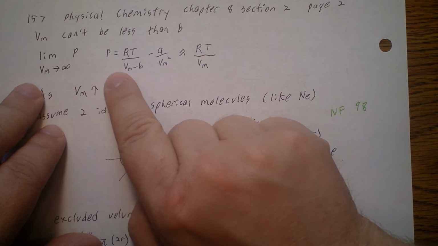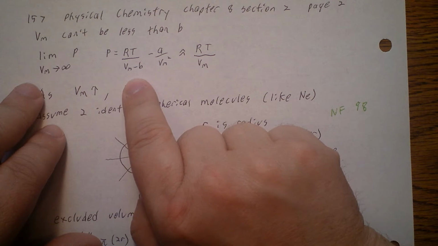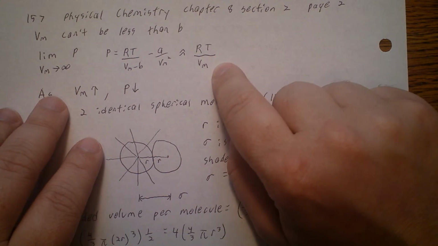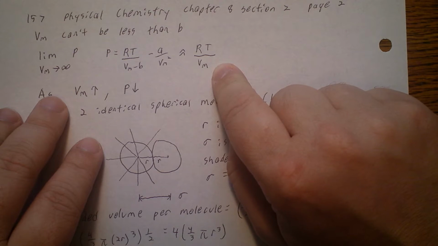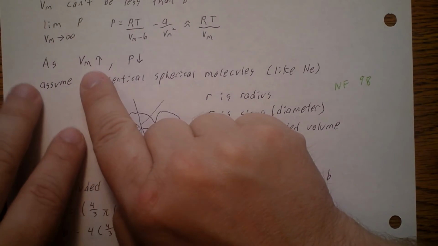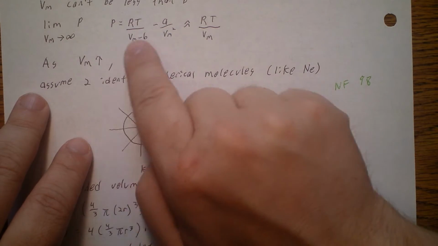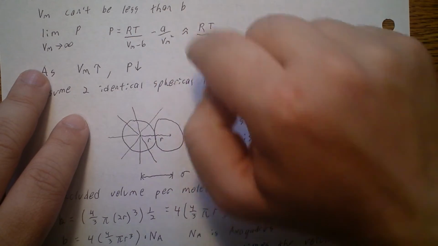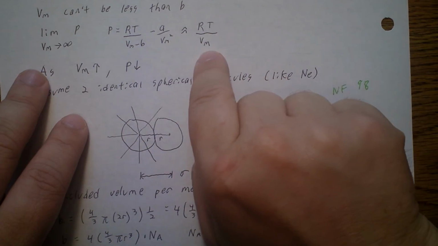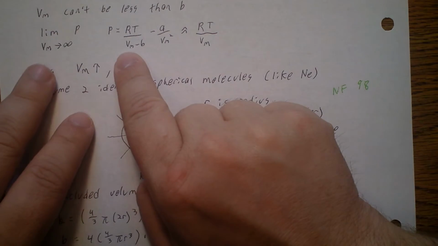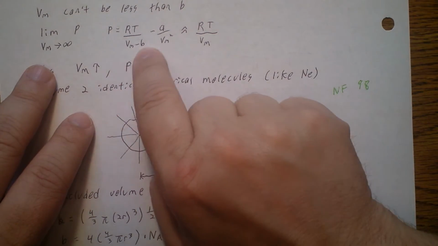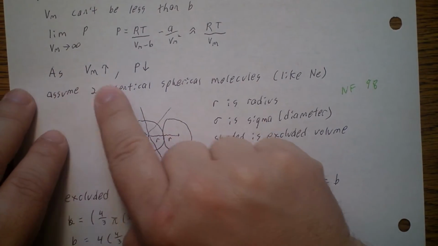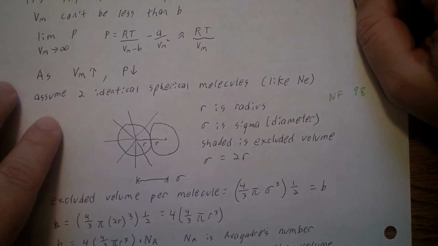Now I'm going to take the limit of P as the molar volume approaches infinity. So you get P is equal to RT over molar volume minus b, minus a over Vm squared, which is roughly equal to RT over Vm. So basically what that's saying is when molar volume gets really big, this term will be a lot bigger than this one, so we can neglect this term. So that's why it just drops off and we end up with this. And likewise, molar volume will be so much bigger than b that it just becomes molar volume here. So we can simplify. So as molar volume increases, the pressure decreases.